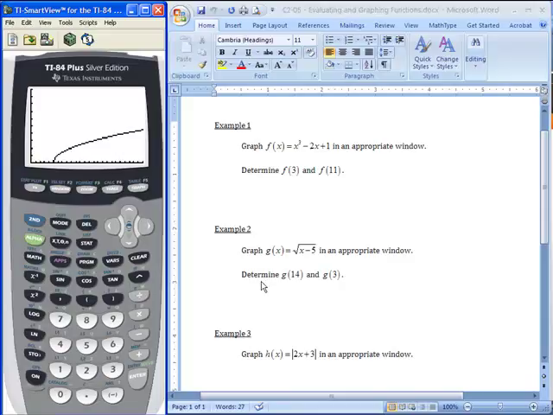We're going to evaluate, and we're going to evaluate here on the screen just for simplicity's sake. We have both 3 and 14 on our x-axis. This x-axis goes from 0 to 25. That's what we set up on our window. So I'm going to press the trace key. And I'm going to type in 14 first, since that's the first thing it asks me to do. Press enter.